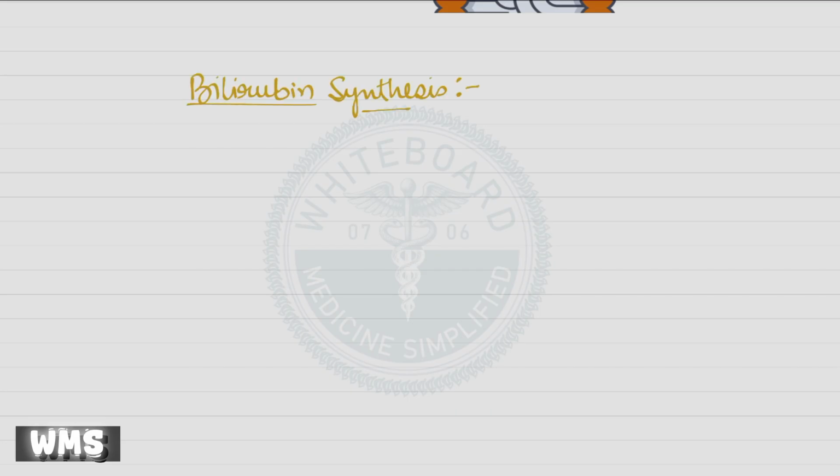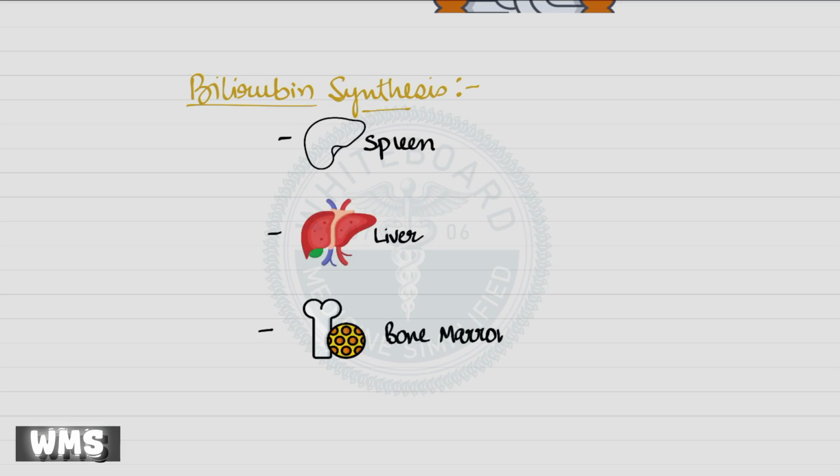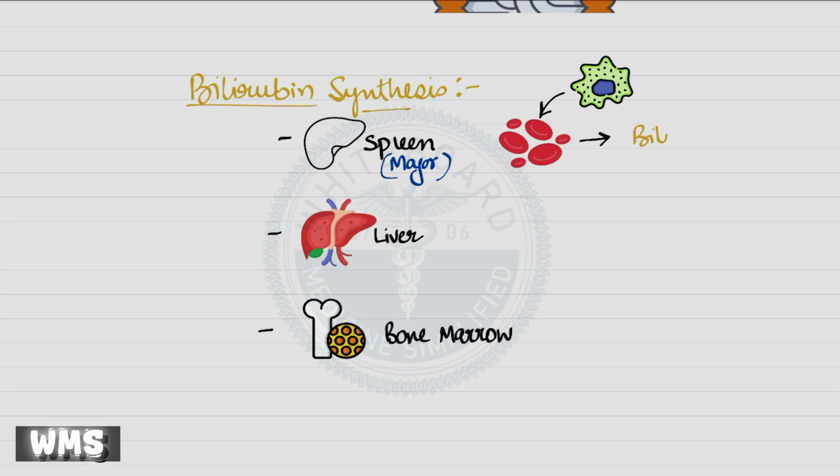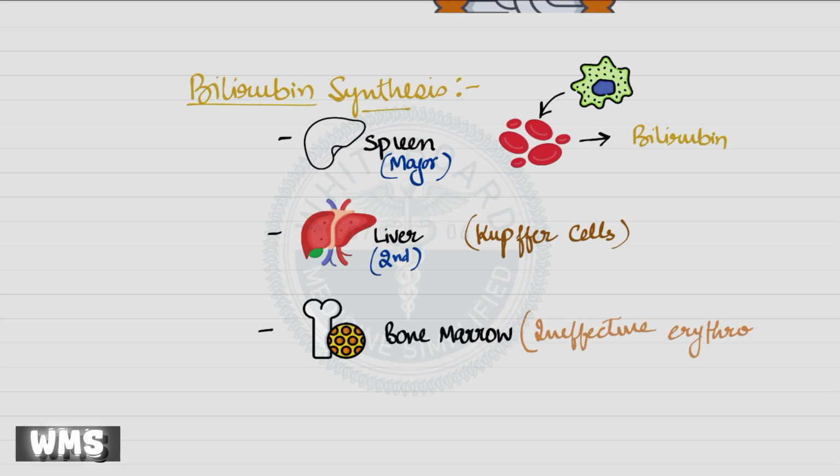Bilirubin is synthesized at 3 primary sites in the body: the spleen, liver, and bone marrow. The spleen is the major site, where macrophages phagocytose old and damaged red blood cells to produce bilirubin. The second important site is the liver, where Kupffer cells, the resident macrophages of the liver sinusoids, break down circulating red blood cells. The third site is the bone marrow, where bilirubin is produced due to the breakdown of defective red blood cells resulting from ineffective erythropoiesis.